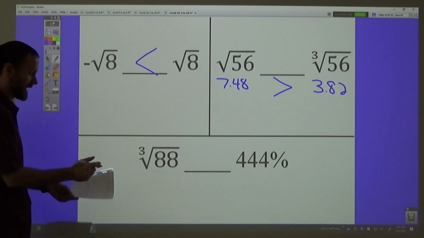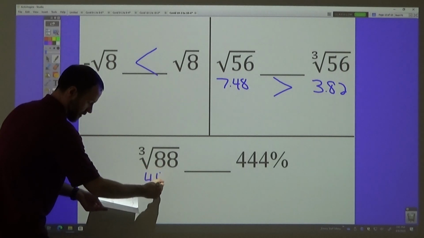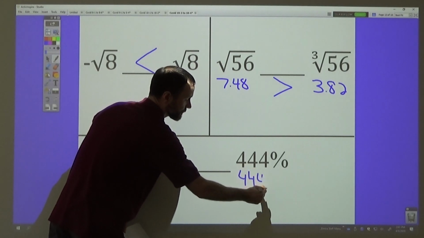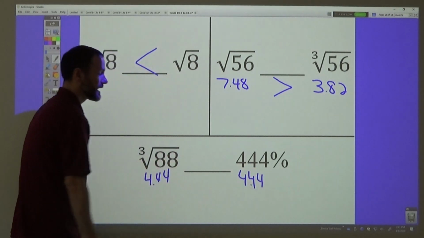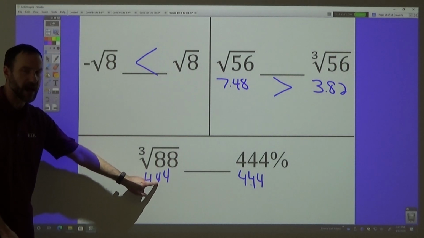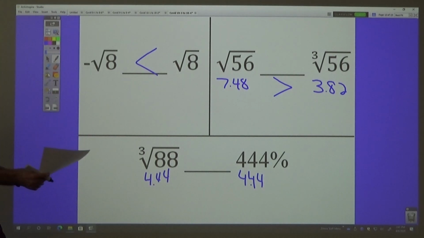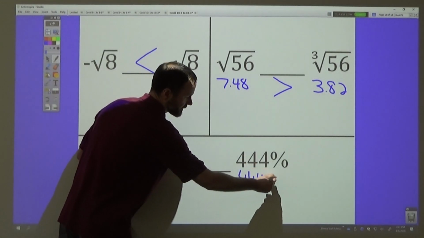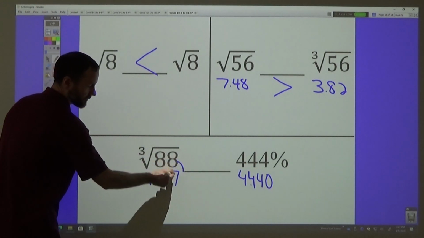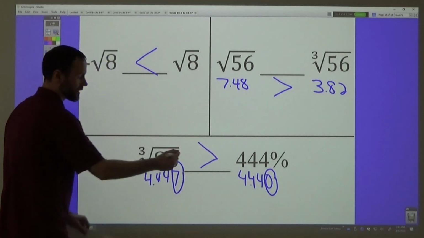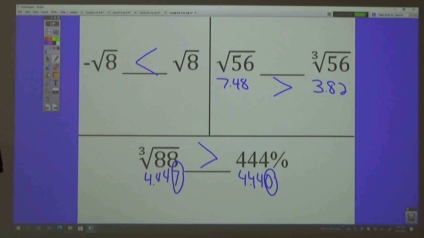The cube root of 88 is approximately 4.44. 4.44 and 4.44. Now you would think they might be equal, but they're not. This was really an approximation. When you type that into the calculator, the next number here is really a 7. The next number here would really be a 0. So we're really comparing the 7 versus the 0. 7 is bigger, so it would be greater than.